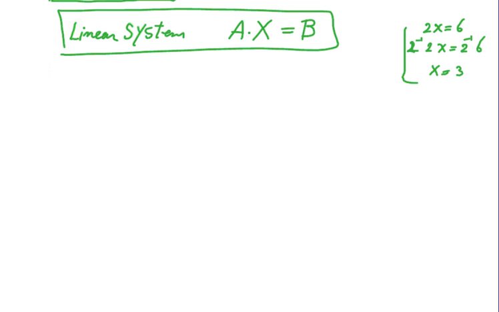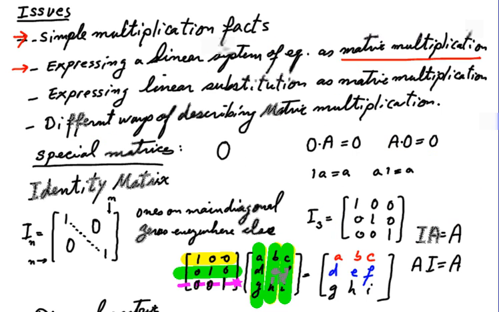Now, okay, so we handled this issue as well. We talked about expressing a linear system as a form of matrix multiplication. The next fact that gets to be represented by matrix multiplication is substitution. That ordinary substitution you do in many problems is also in fact a form of matrix multiplication. So all of these things are going to give credibility to our definition.